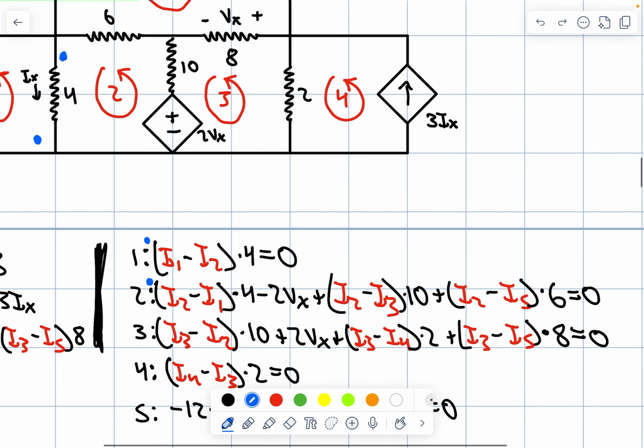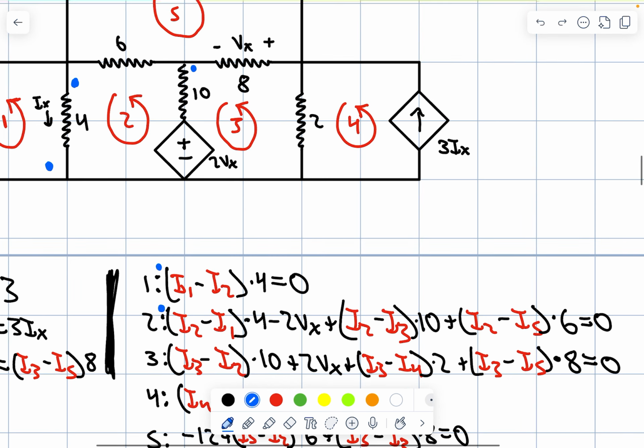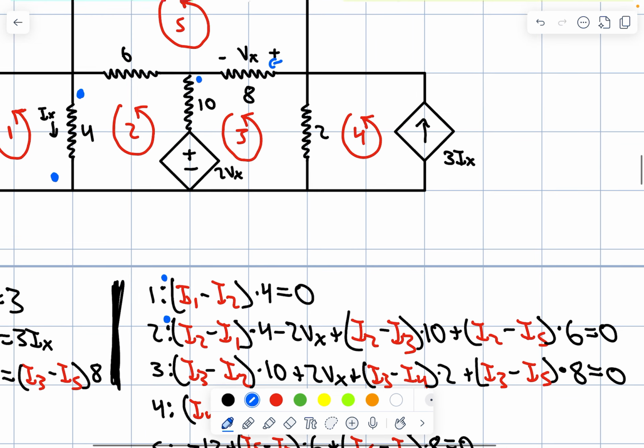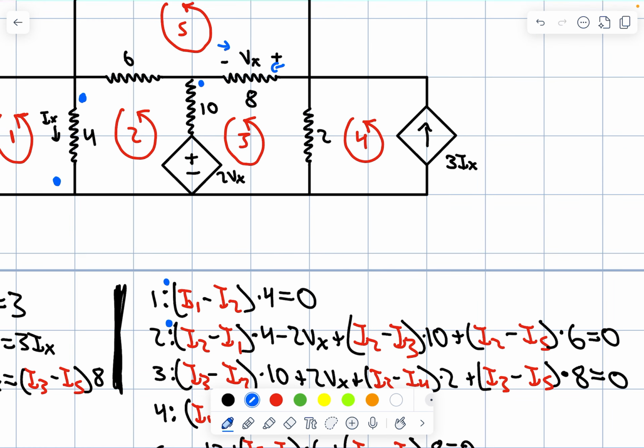Then you'll notice I do the exact same thing in the 3rd loop. I'm going to start right here at this 10 ohm resistor, I3 minus I2, right? I'm just going to emphasize again, I3 goes in the right direction, I2 goes in the wrong direction. So I3 minus I2 times 10, IR equals V. Then we're flowing through the positive end of that 2Vx source, so plus 2Vx, then plus I3 going positive direction, minus I4 wrong direction, times 2, which is the value of that resistor, and then plus I3 going the right direction, I5 going the wrong direction.